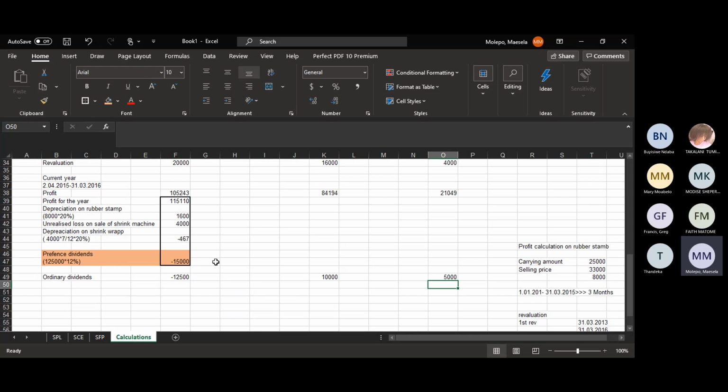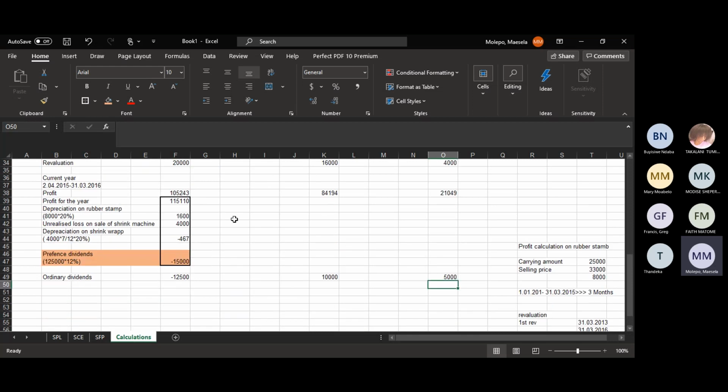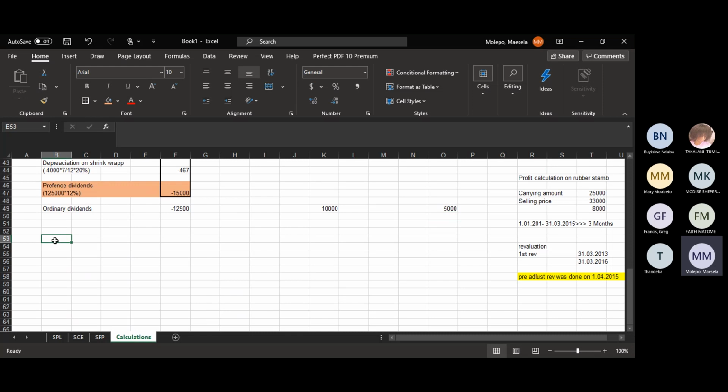So anyone who has a question with regard to this analysis of shareholders so far, the one for ordinary? Anyone have a question? Okay, I assume none. So now we do the one for the preference shares.